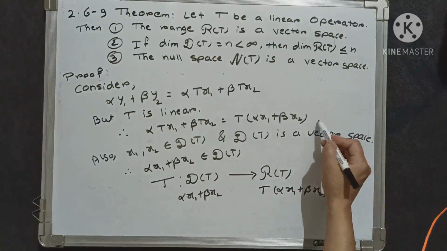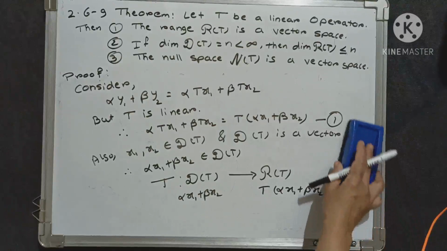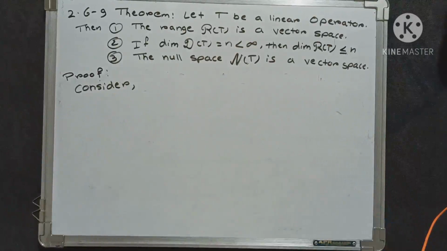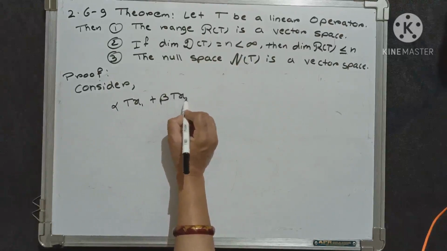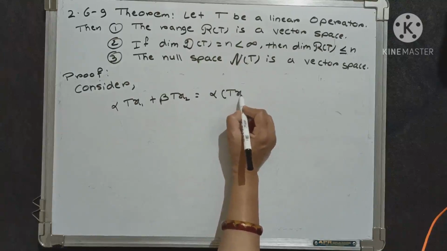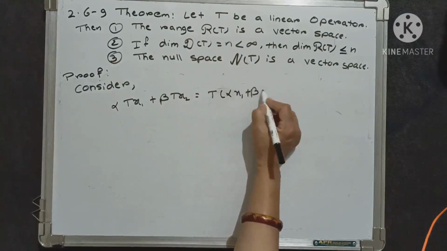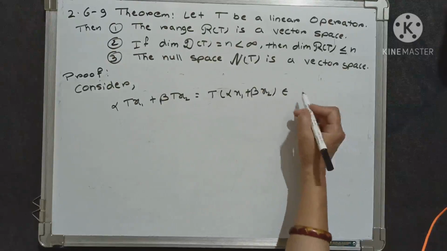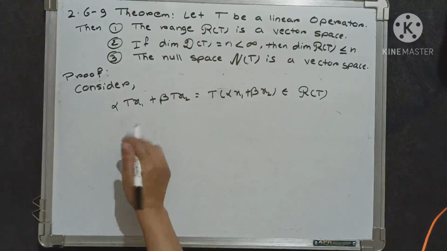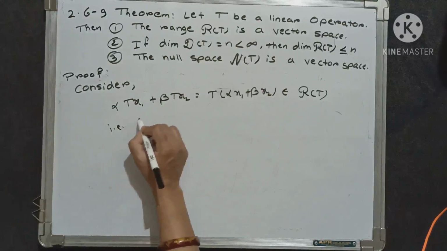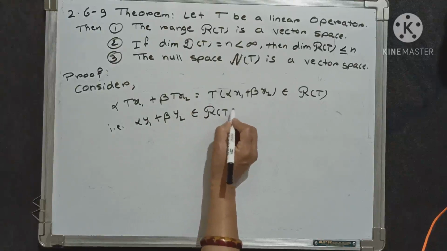From this, if we give it equation number 1, and this equation number 2, we get that alpha Tx1 plus beta Tx2 equals T of alpha x1 plus beta x2, which is an element of the range set script R of T. Putting the value Tx1 = y1, alpha y1 plus beta y2 is an element of the range set script R of T.